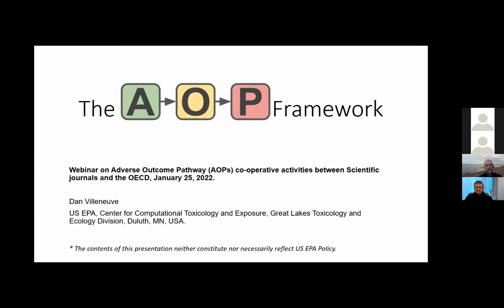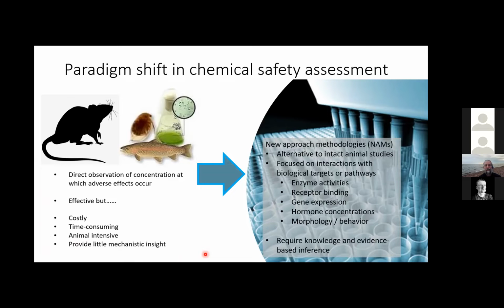And so there's been an ongoing effort within our field to shift to the use of so-called new approach methodologies, which really look to alternatives to intact animal studies, types of things that we can do in higher throughput using automation, liquid handling, robotics, etc., to look at the ways that chemicals can interact with different biological targets or pathways by monitoring things like altered enzyme activities, receptor binding, gene expression, alterations in hormone concentrations, etc. The caveat to this approach is that it requires knowledge and evidence-based inference to interpret what these data mean in terms of the potential adverse effects on organisms.